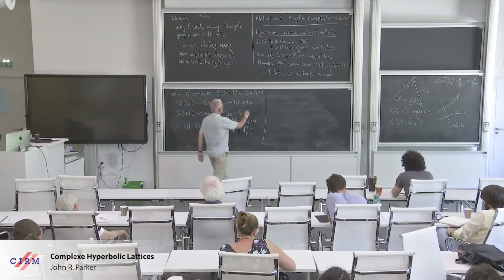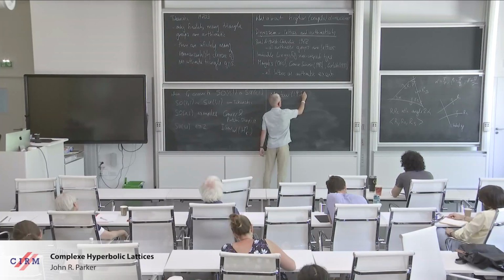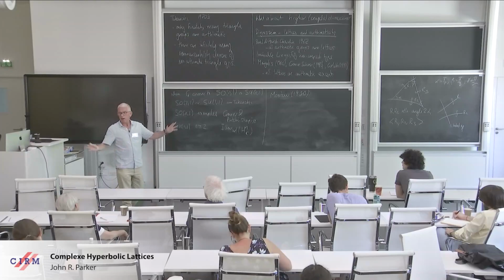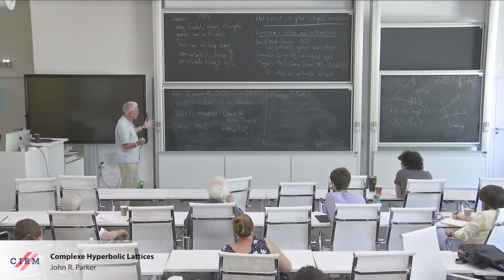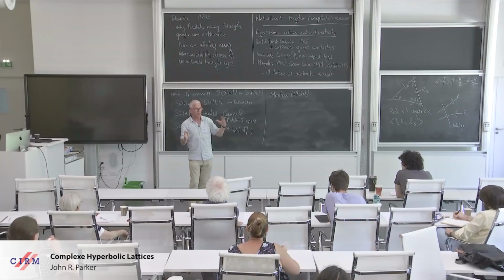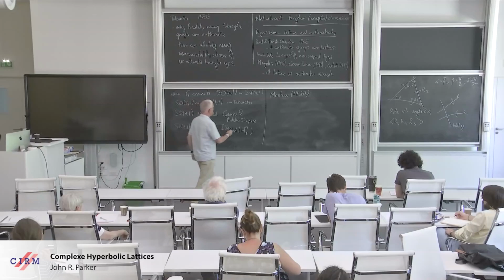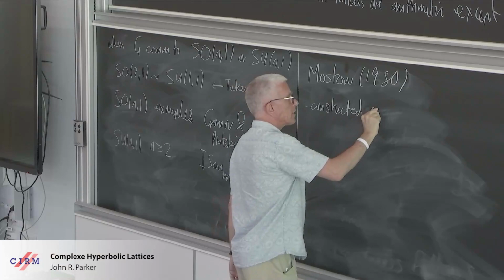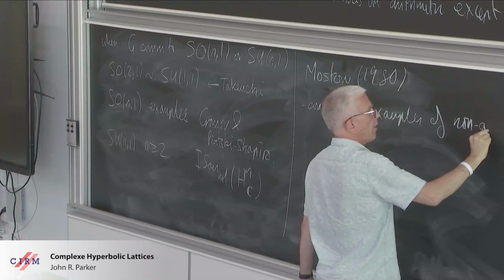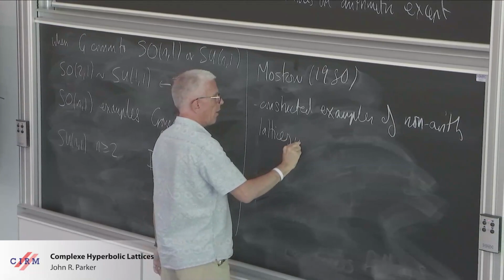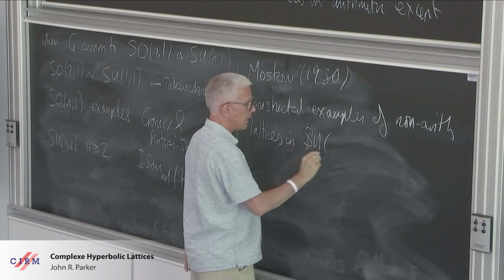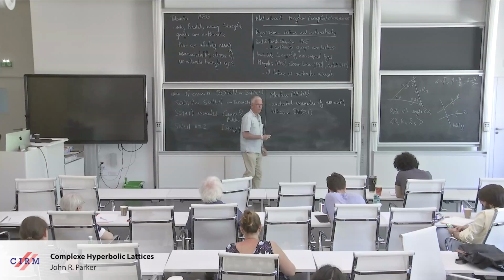Right. So Mostow, 1980, fantastic paper, 100 pages long, Pacific Maths Journal. He basically had to invent all of the technology that he was going to use, and much of the technology that we use today is in that paper. It's a great paper, but he constructed examples of non-arithmetic lattices in PU or SU, let's just say SU(2,1), by building fundamental domains, really getting his hands dirty and building fundamental domains.